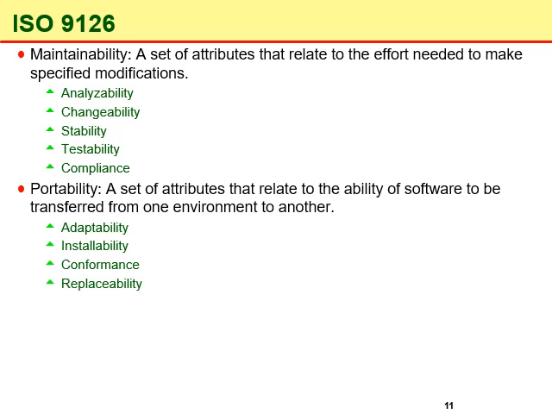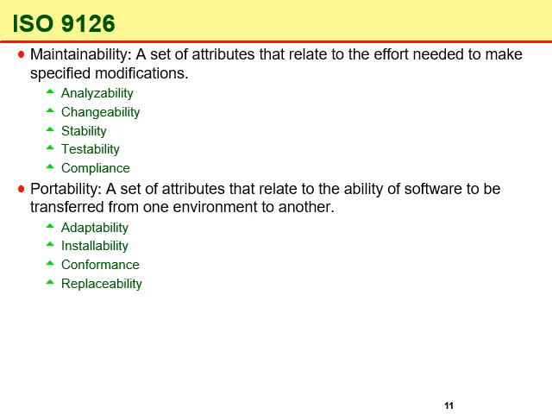Whereas stability refers to the attribute of software that relates to the risk of unexpected effects of modifications in the software systems. Then testability. By testability, we mean the attribute of software that relates to the effort needed for validating the modified software, whereas compliance is the same.